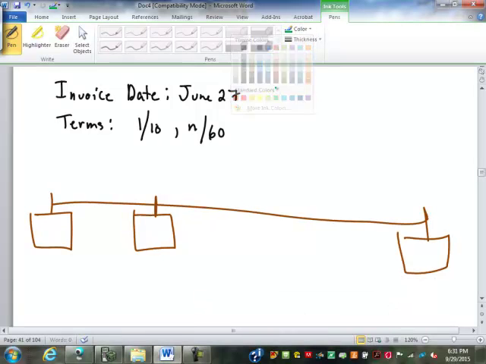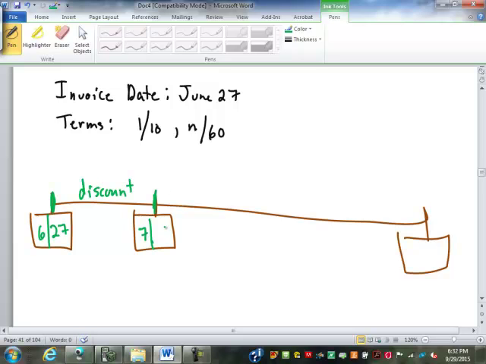So, this of course is June 27th here, 6/27. What date's going to go in here? No. July. How many days are going to go past between the invoice date and the end of the discount period? 10 days. So if you look on the chart, June 27th is day 178. So this is going to be day 188, which is July 7th. So 7/7.